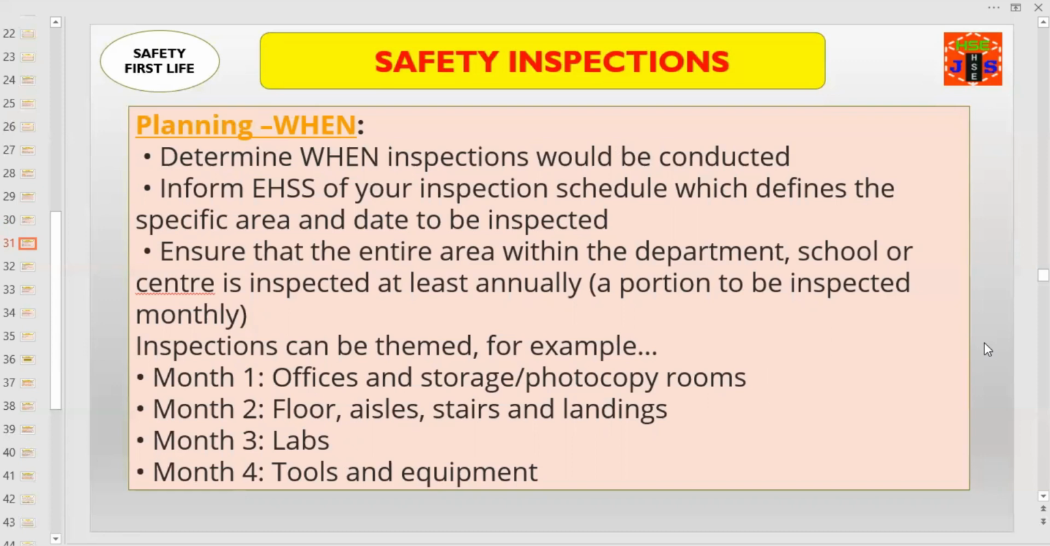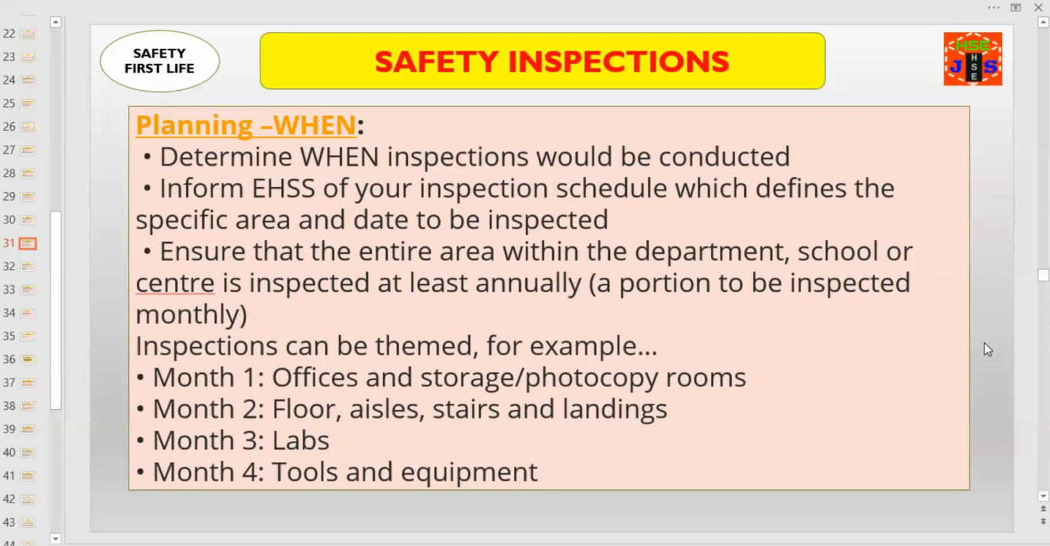Inform the Health and Safety Department about your inspection schedule, which defines the specific area and date to be inspected. Ensure that the entire area within the department, within the project, the school, or a university center is inspected at least annually, with a portion to be inspected monthly. In the planning stage, you have to clarify all confusions. There shall be no ambiguity.